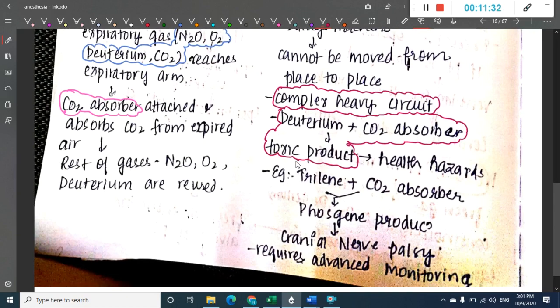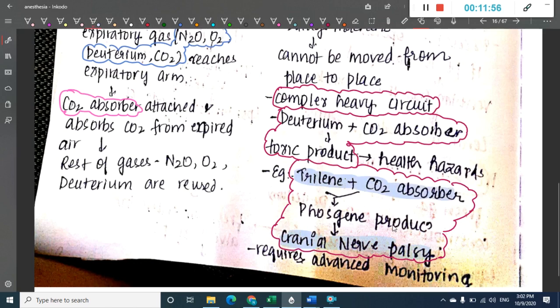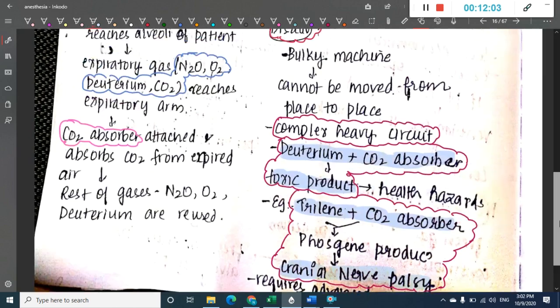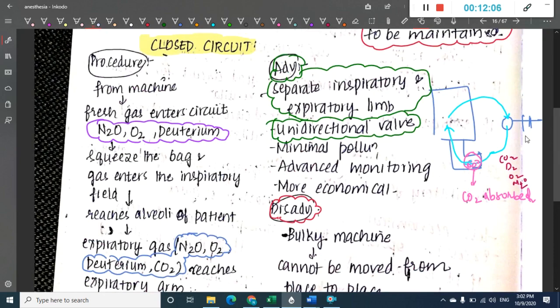And one more thing, there is an anesthetic which is trilene. This trilene will also combine with the carbon dioxide absorber leading to phosgene production. Phosgene is a toxic chemical and it results in cranial nerve palsy. So trilene, if it combines with carbon dioxide, results in cranial nerve palsy. Similarly, deuterium combined with carbon dioxide forms toxic products. So these are the most important disadvantages of the closed circuit.